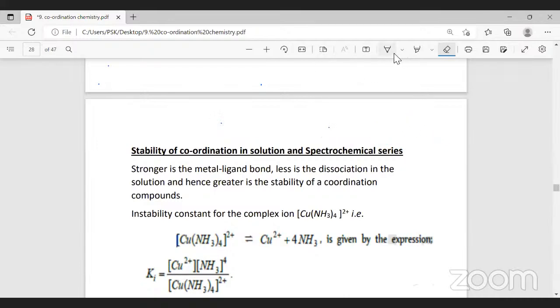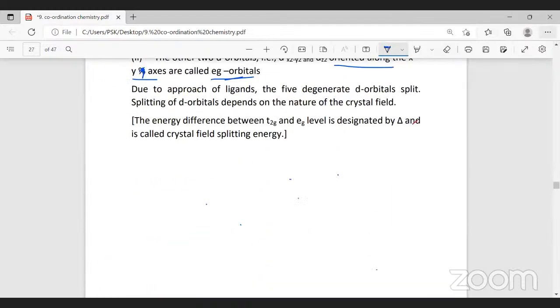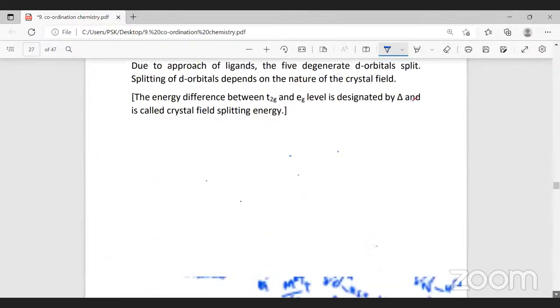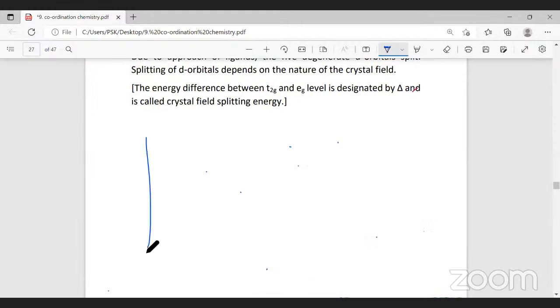Are you following, students? Yes, sir. Now, see, how do you understand this crystal field splitting? This is based on energy. Now, I have a metal ion, an isolated metal ion in gaseous state. This isolated metal ion will have 5 d orbitals like this.